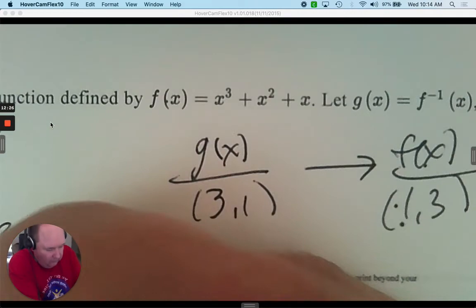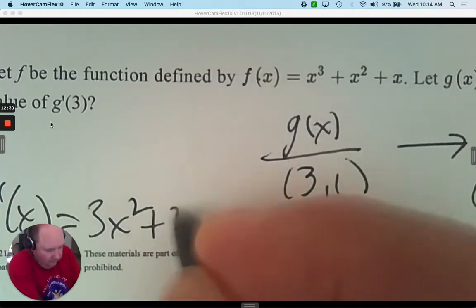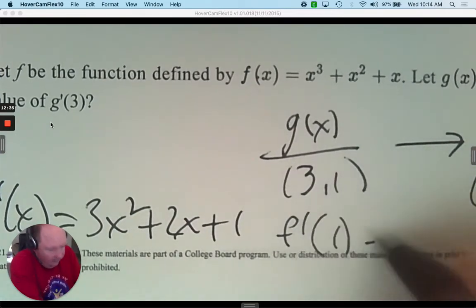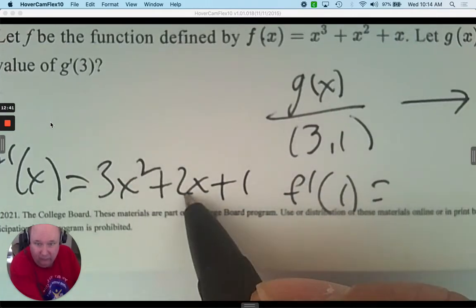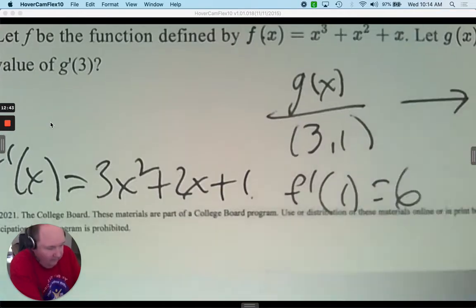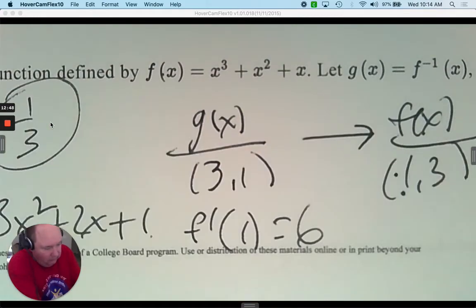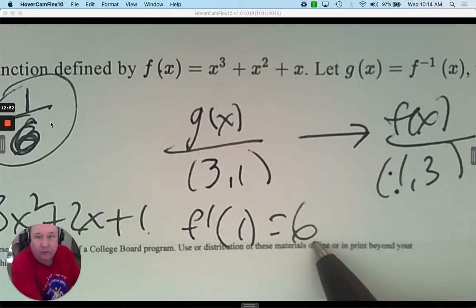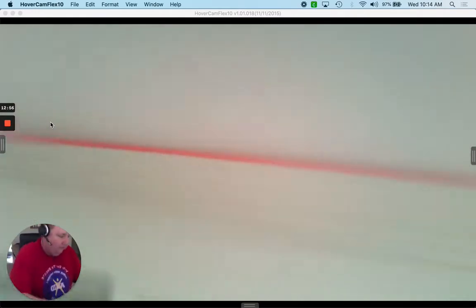All right. So the derivative of f of x is 3x squared plus 2x plus 1. Then I'm going to plug in 1 and get an answer. So I took the derivative, I'm going to plug 1 in. That is 3 plus 2 plus 1. And then that means the derivative at 3 must be the reciprocal of what I just did. So the reciprocal of that, the answer is 1/6. That's the relationship there.